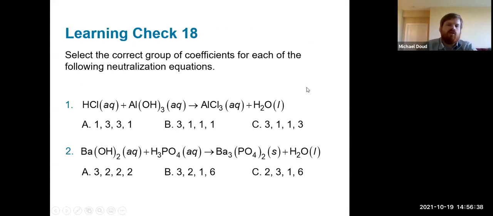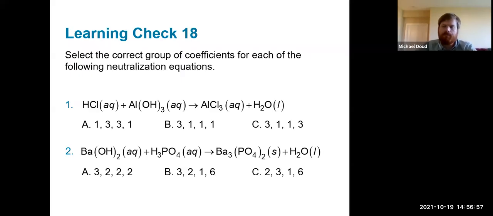Cool. All right, so let's go ahead and give it a shot. Why don't you try to balance these equations and come up with the correct coefficients? I've listed 3 possibilities here. So why don't you go ahead and pause the video now, and when I come back, we'll take a look at the correct answers for both of these. So go ahead, give it a shot, and once again, we'll be back in just a moment.